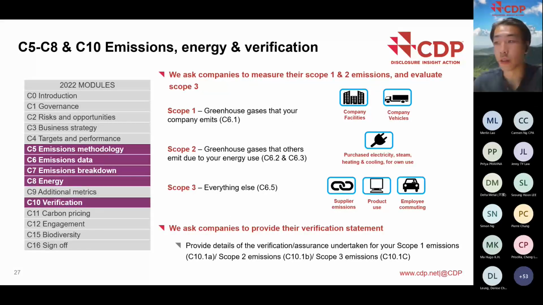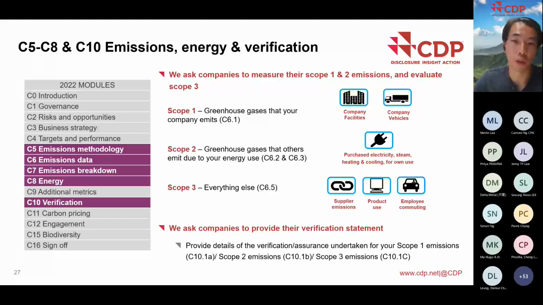And from C5 to C8, we dive into the core part of the climate change questionnaire. In this module, we ask you to report your greenhouse gas emissions, as we believe it is a prerequisite to understanding and reducing your impact. An emissions inventory is the foundation of our disclosure. We always recommend you first disclose your Scope 1 and Scope 2 emissions, as this data is most easily obtainable. And once you have completed your Scope 1 and 2 emissions inventory, you can then begin evaluating your Scope 3 emissions.